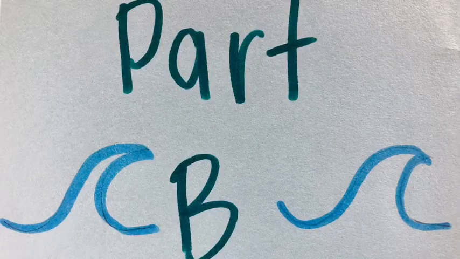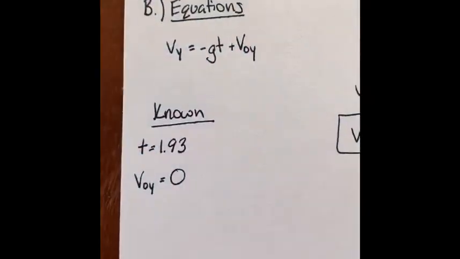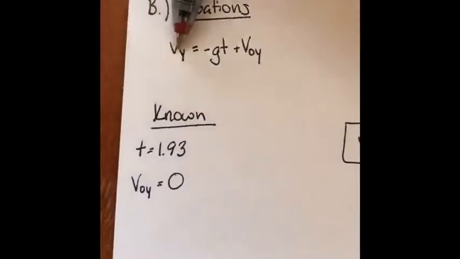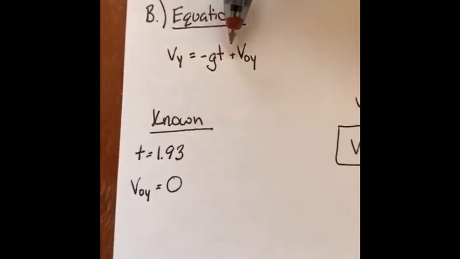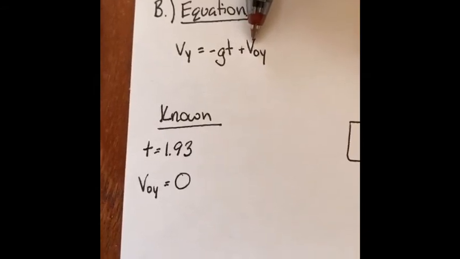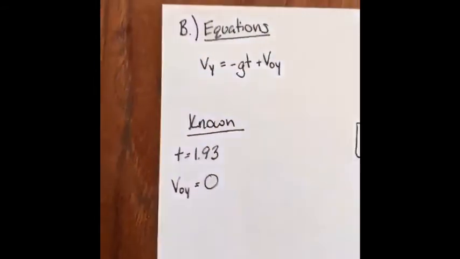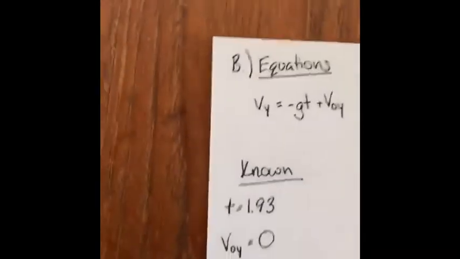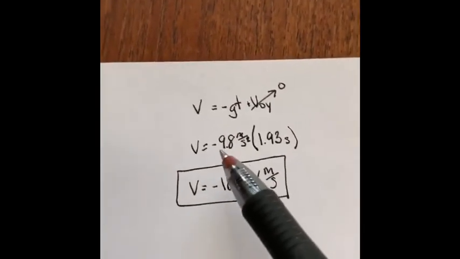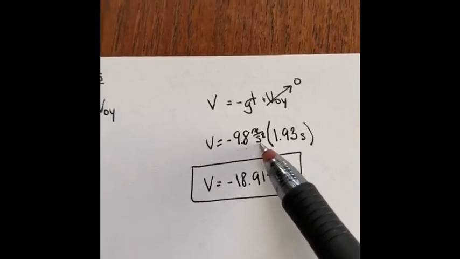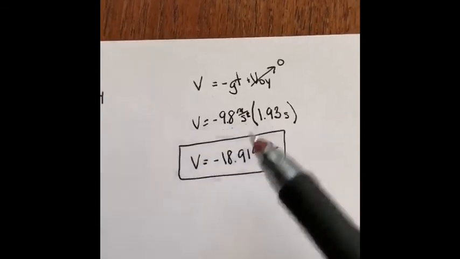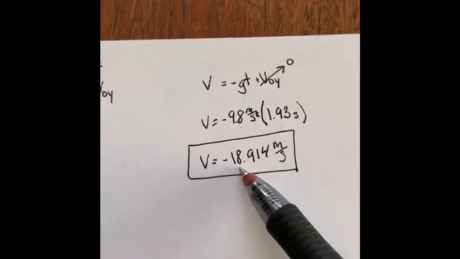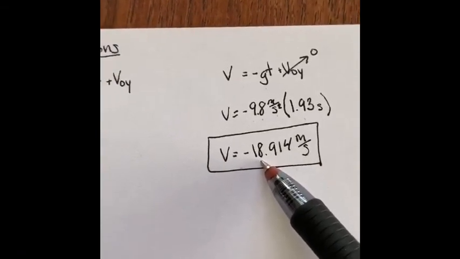Part B, his speed. To find his velocity when he hits the water, we use this equation, which is the velocity is equal to the acceleration due to gravity times time plus the velocity naught in the y direction. We know the time is 1.93 seconds and velocity naught is 0. So take negative 9.8 meters per second squared, which is gravity, times 1.93 seconds in the air, and we get 18.914 meters per second when he hits the water.